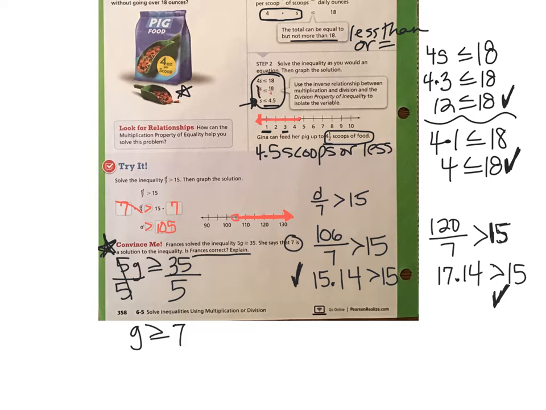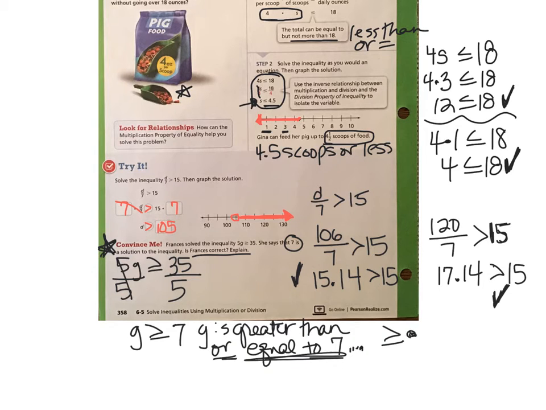And the answer is yes, because g is greater than or equal to 7. And because we have the or equal to part, that tells us that 7 is a part of the solution. If we were graphing this on a number line, that would be a solid dot at our number. And it would be greater than, meaning pointed to the right, shaded to the right from the 7 on the number line.